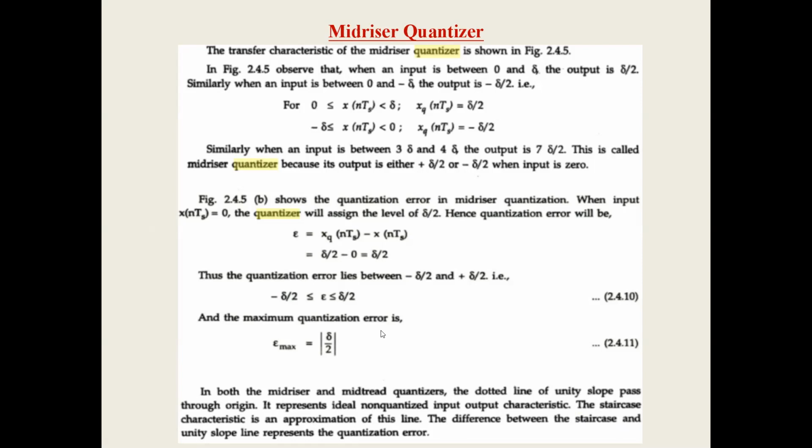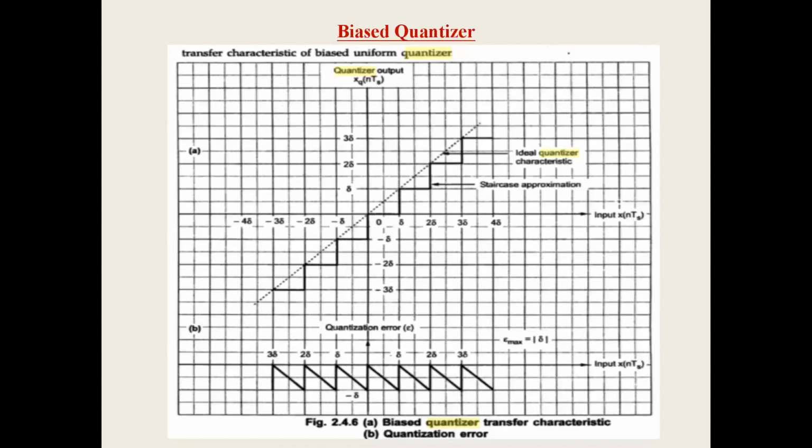Next, coming to the next quantizer, that is the biased quantizer. Here also we have the ideal characteristic as well as a staircase characteristic. On the y-axis we have the quantized output, and on the x-axis we have the sampled input. Exactly when the input is 0, the output is 0. When the input is up to delta, the output is delta.